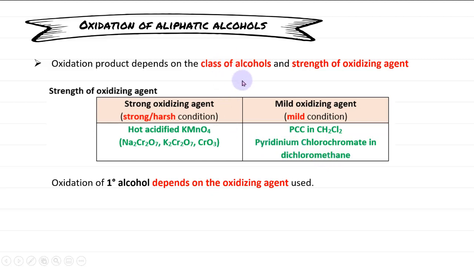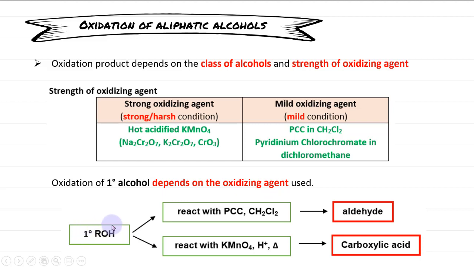So it depends on the different classes of alcohol. If you have the oxidation of a primary alcohol, you need to look at the strength of your oxidizing agent used. Let's say a primary alcohol reacts with a mild oxidizing agent, PCC in dichloromethane, you're going to produce an aldehyde. If this primary alcohol reacts with a strong oxidizing agent, it's going to produce a carboxylic acid. So remember the process of oxidation, we either put in oxygen or we take out extra hydrogens on the carbon attached to the OH group.